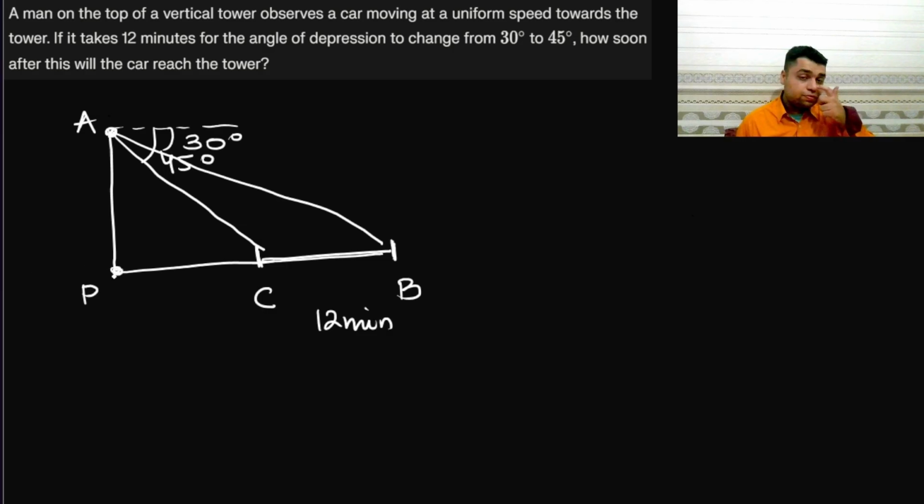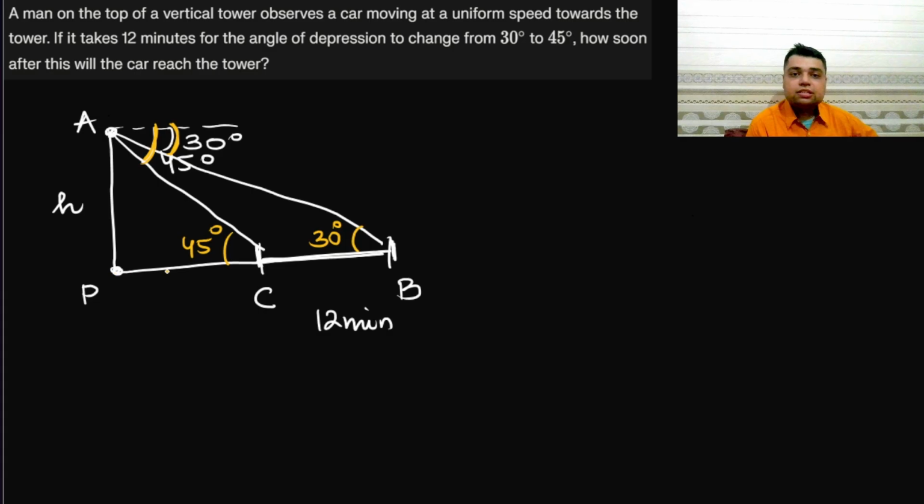Okay, so we need to find the speed of the car, basically uniform speed it is saying. So we need to find the distance of this. Okay, what is given to us? Let's say this is h, no measurement of the side is given to us, right? So let's take this h. Now see, if this is 45 degrees, this is also 45 degrees, alternate interior. This is 30 degrees, so this is also 30 degrees, alternate interior, right?